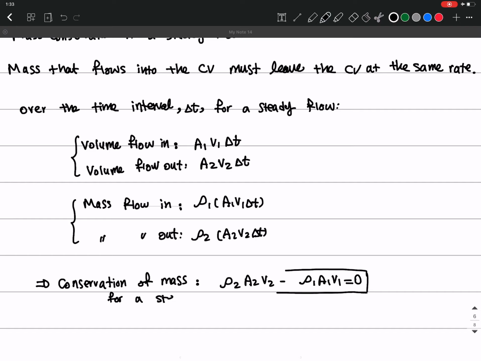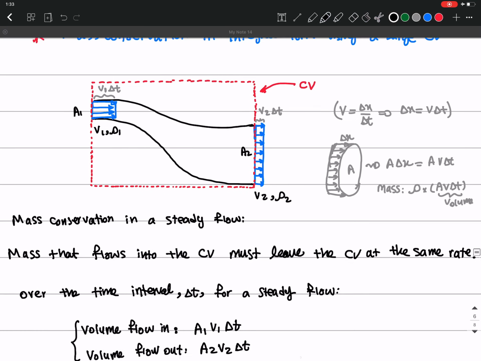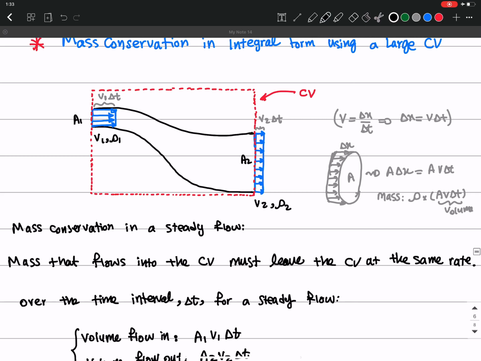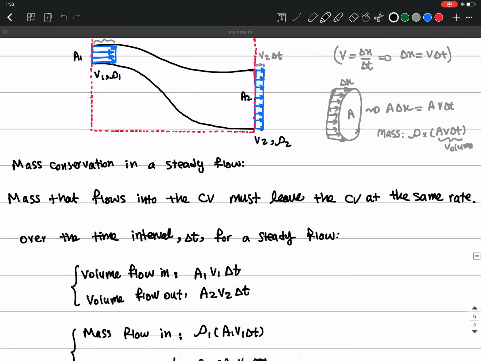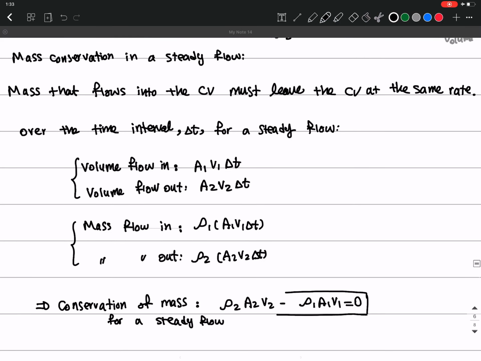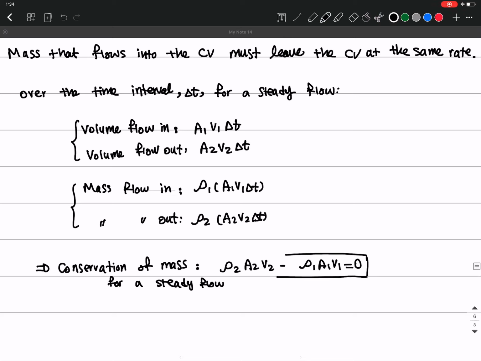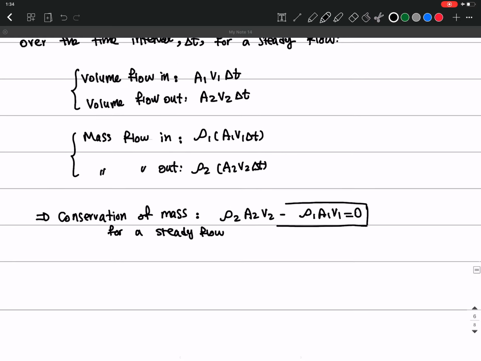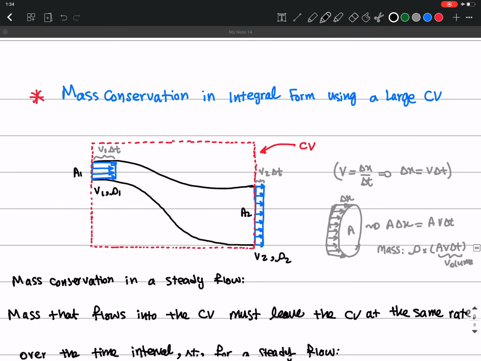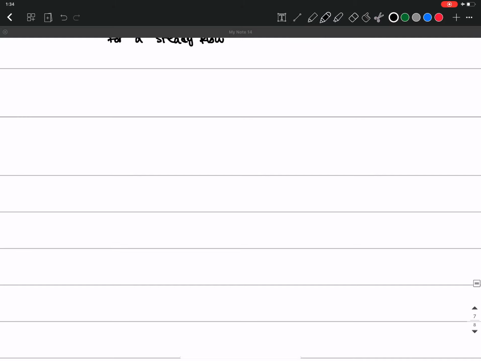For a steady flow, so just remember that, because if you have an unsteady flow, then the flow inside your control volume might also change. So we have to consider that as well. But imagine we have steady flow. And so this is going to be the conservation of mass that we can derive. We derived using a large CV.